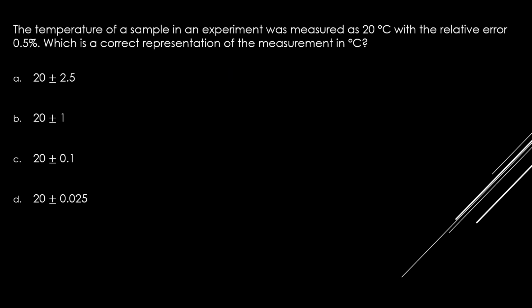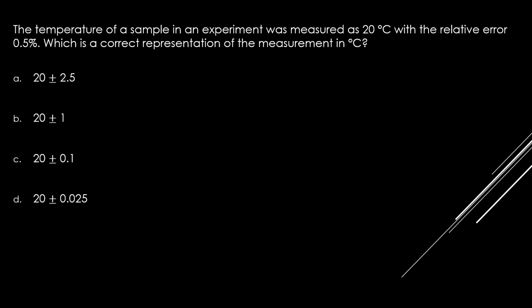Alright, the temperature of a sample in an experiment was measured at 20 degrees Celsius with the relative error of 0.5%. Which equation is a correct representation of the measurement in degrees Celsius? Okay, so let's see, we have this experiment that was measured at 20 degrees Celsius with a relative error of 0.5. Okay, so that's a pretty small error.